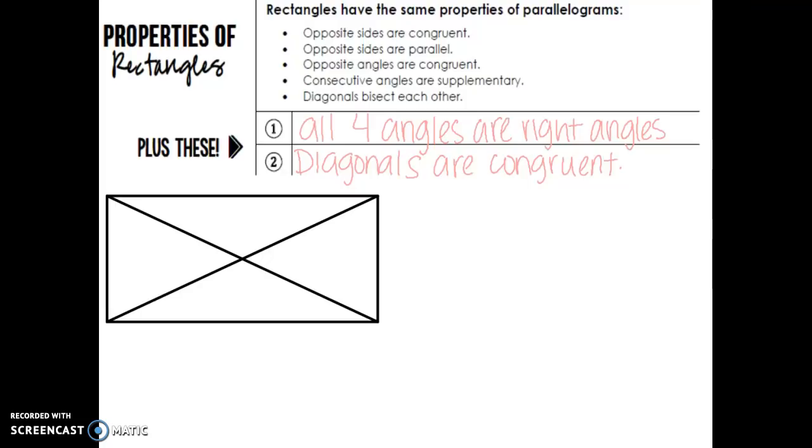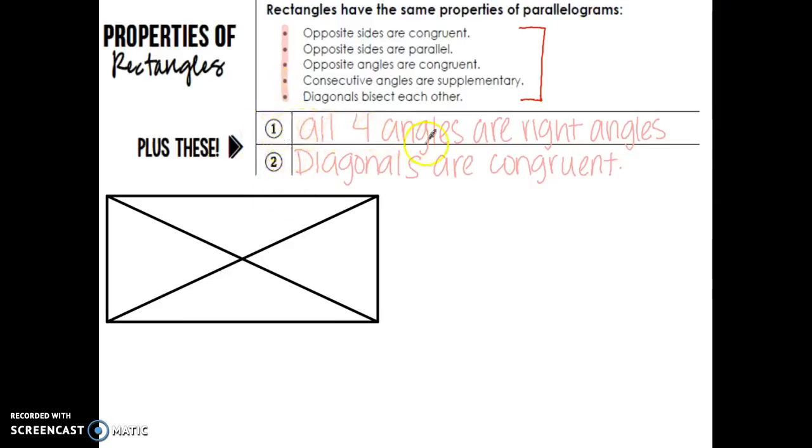So the properties of rectangles actually start off similar to the properties of parallelograms. These are the 5 properties that I've taught you already. Again, we do not get rid of these. They stay and we still have to use them. That's why I wanted to stress so much about making sure we understood these, because they apply to rectangles as well. But not only those, we also have 2 more.